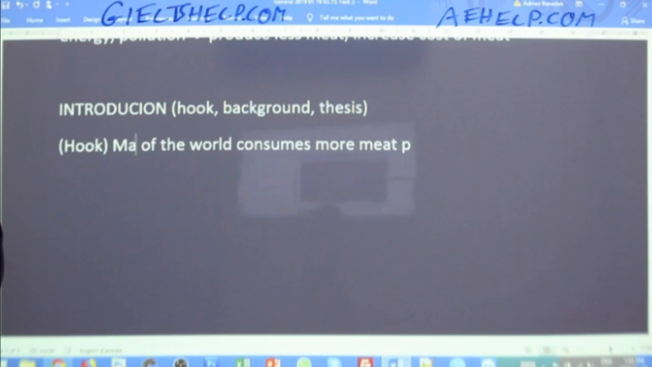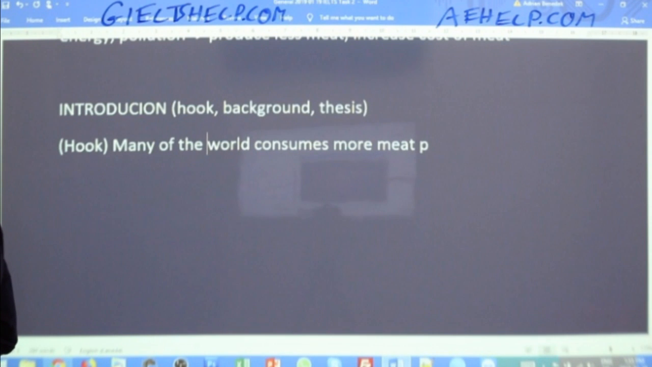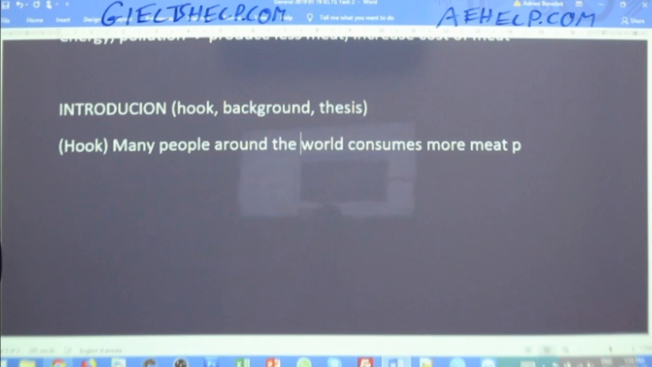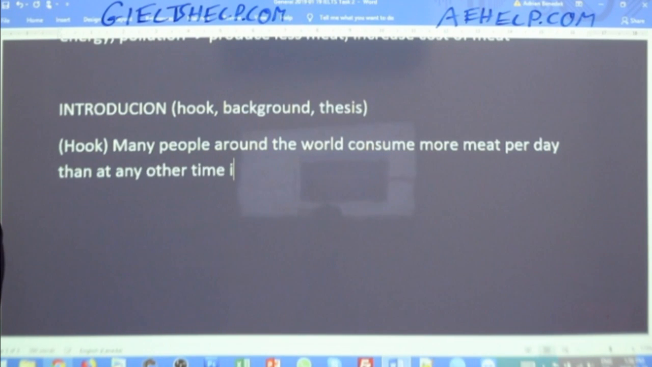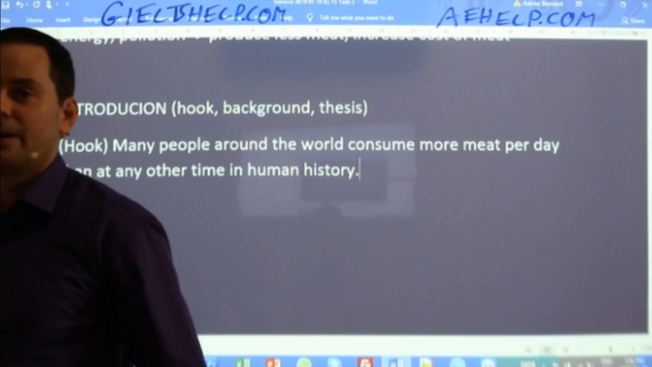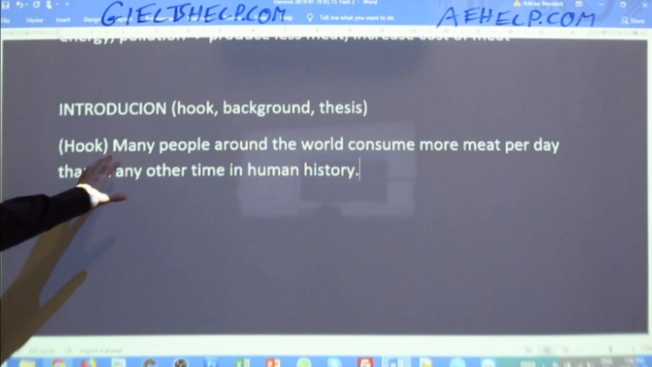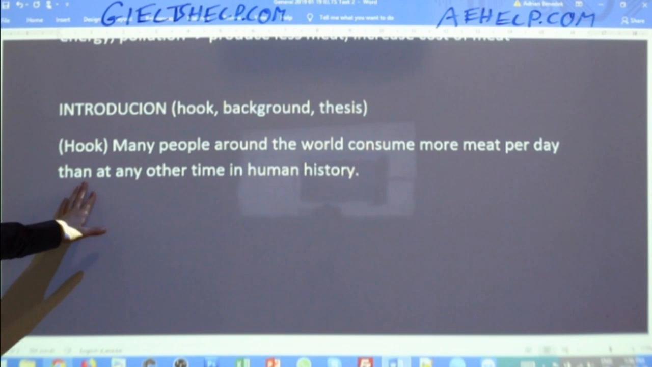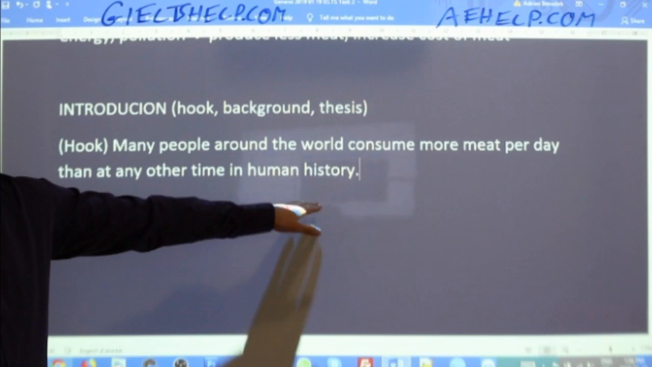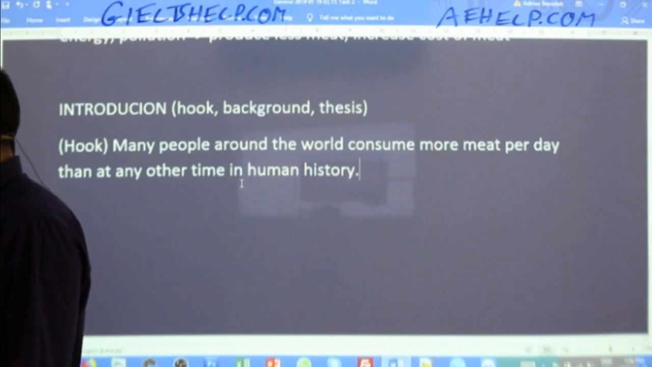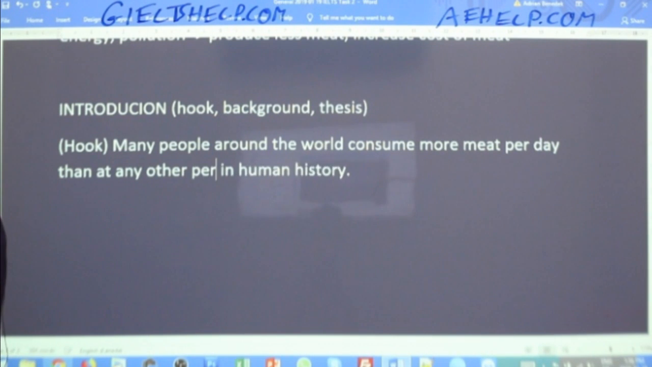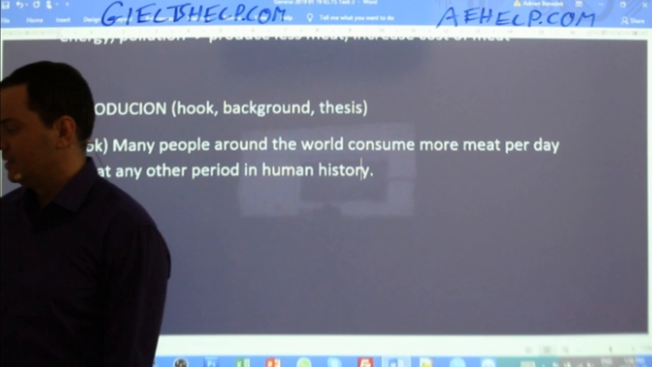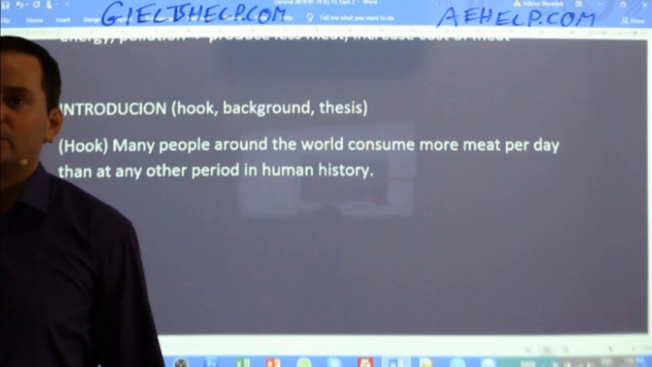So write your hook as I'm doing it, and then we'll compare. Okay, let's see what you come up with. This is what I came up with. Many people around the world consume more meat per day than at any other time in human history. Okay, or at any other period in human history, which is probably true. We never had the luxury of eating as much meat in history as we do in many parts of the world today.